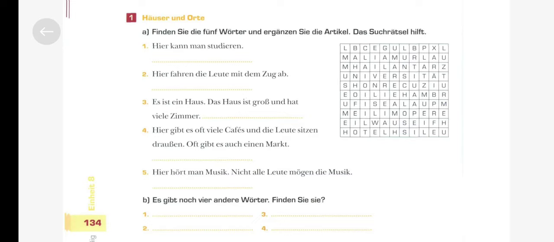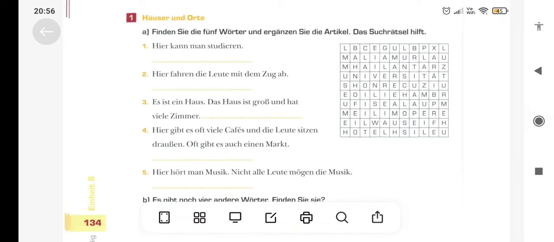So, okay, I didn't explain the question. In this, you have to find the five words and complete the articles. The search puzzle is here in front of you.